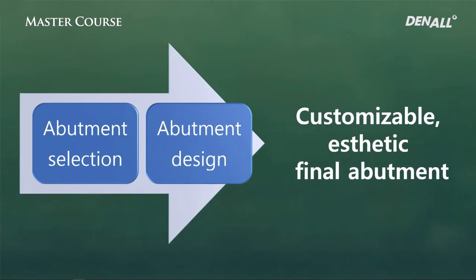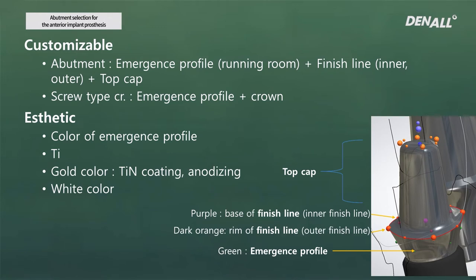What I'm going to talk to you about in this lecture is the customizable and aesthetic final abutment. First, abutment materials and parts need to be selected, and then you will design the abutment. Customizable and aesthetic are the two keywords. When you say customizable in abutment, it means the emergence profile area, running room area, and finish line. For the finish line, you have inner and outer finish lines, and also the top cap. I don't know whether it's official terminology, but it means the upper part. The three things are customized: emergence, finish line, and top cap.